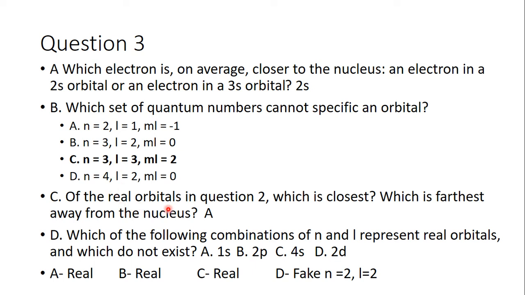Of the real orbitals in question 2, which is closest, which is farthest? The closest would be A, and the farthest is D, where I'm just looking at the value of n. And of the orbitals, 1s, 2p, and 4s are all real. 2d is fake because 2d is saying n equals 2, L equals 2, since d is L equals 2, and we can't have that.